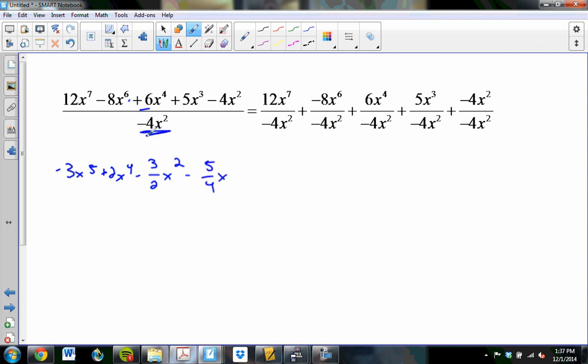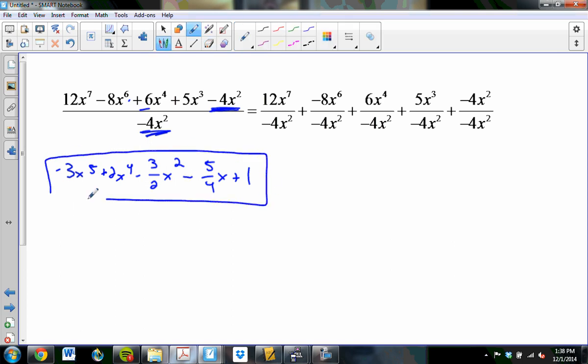And then negative 4x squared and negative 4x squared. Well, negative 4x squared divided by negative 4x squared is actually just a positive 1. You have to keep that plus 1 there as a placeholder. They don't cancel each other out entirely, because something divided by itself is 1, and you get that. Notice that every degree, every power, drops by 2. You're dividing by a power of 2.